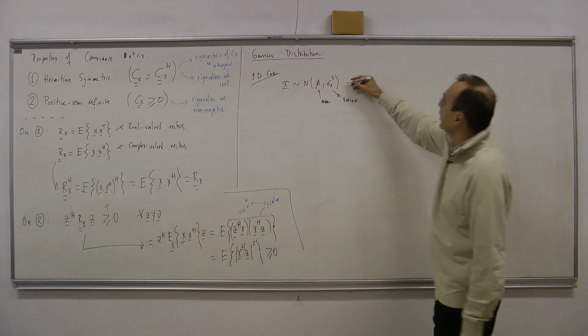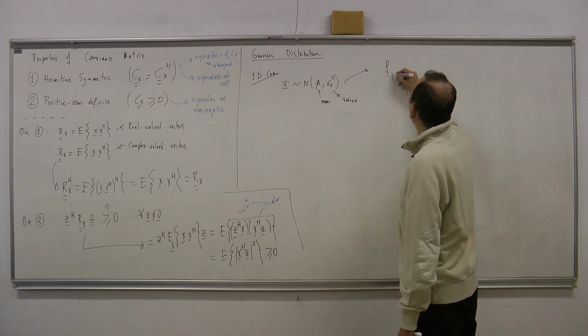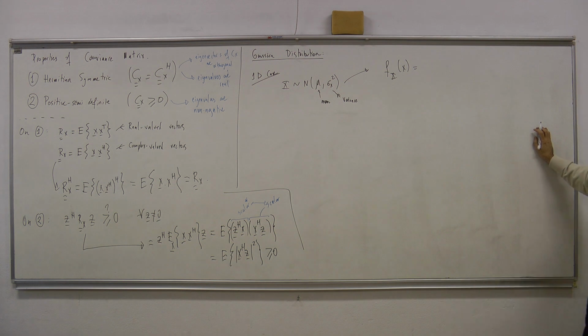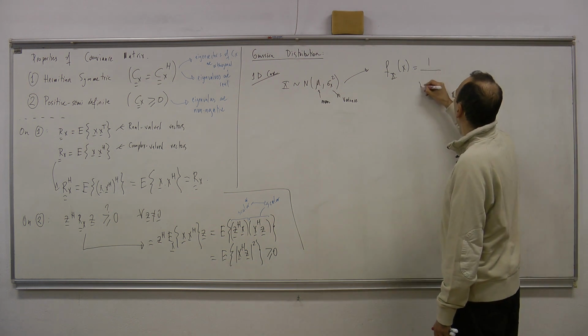So what does this say? This says that the Gaussian distribution has the PDF, probability density function, in this form.